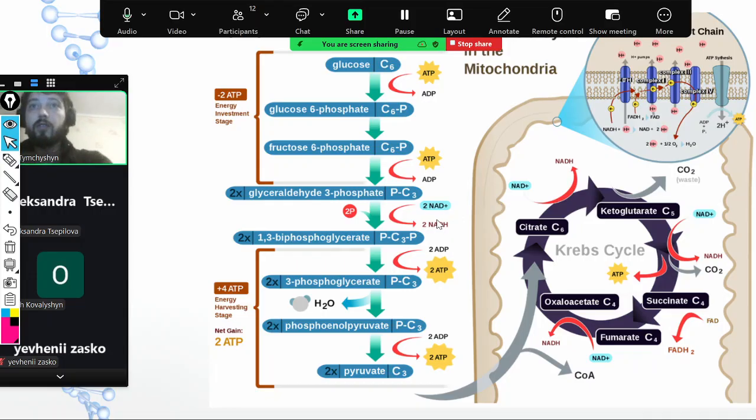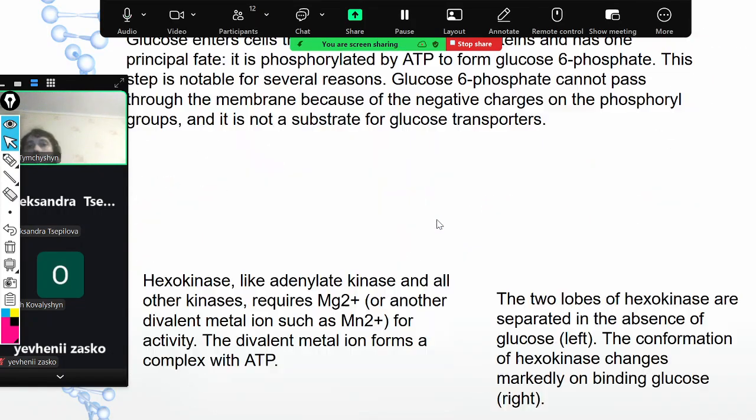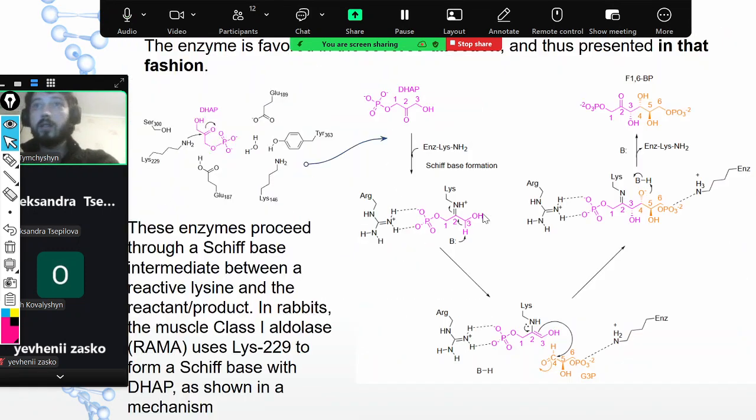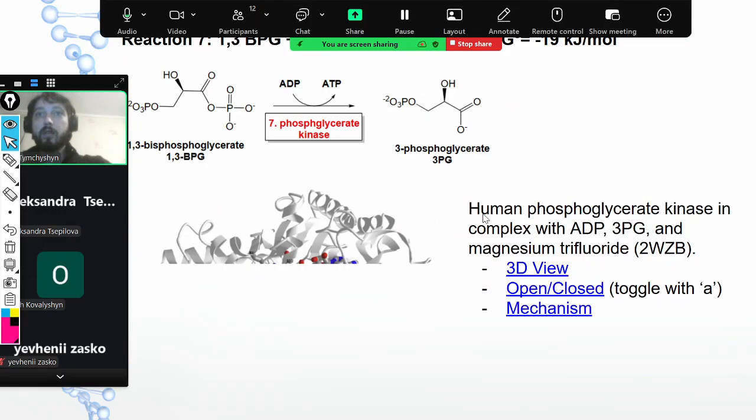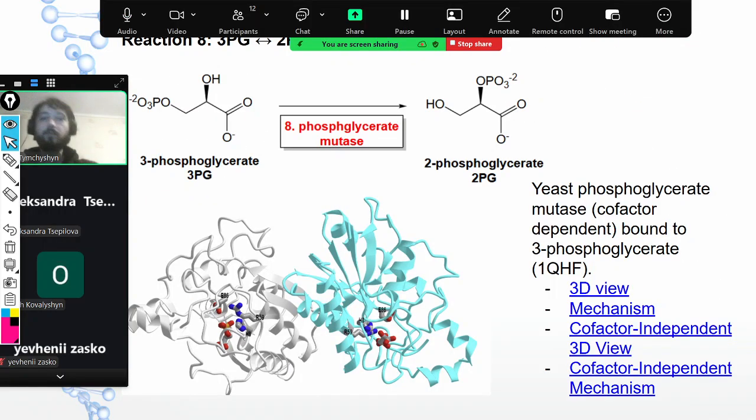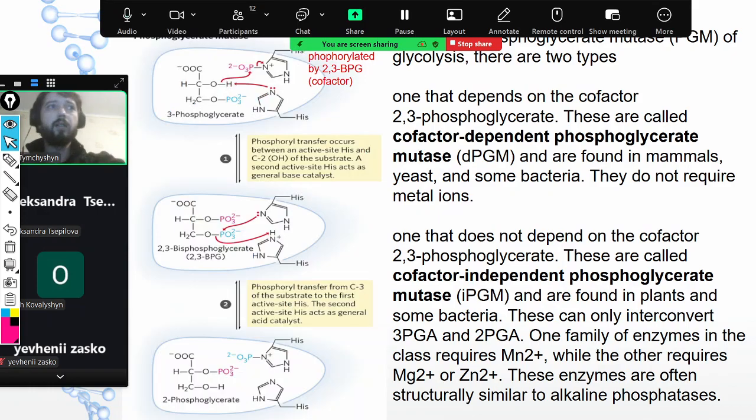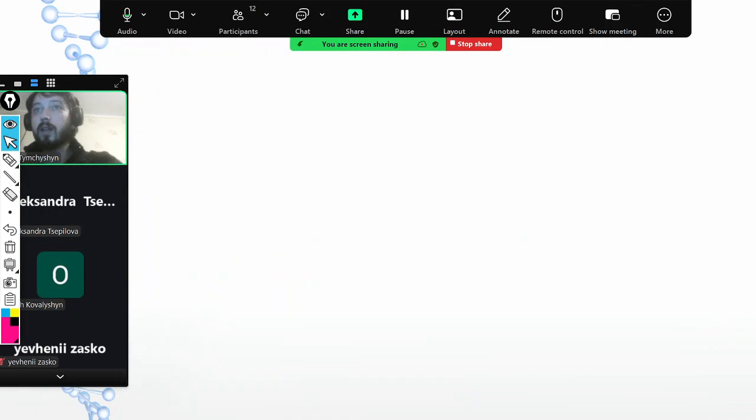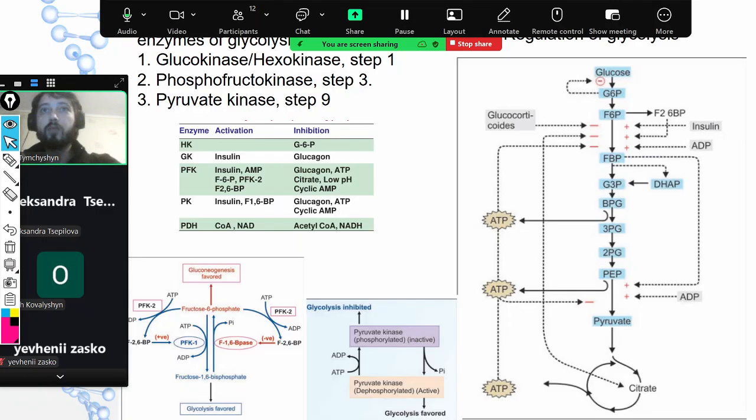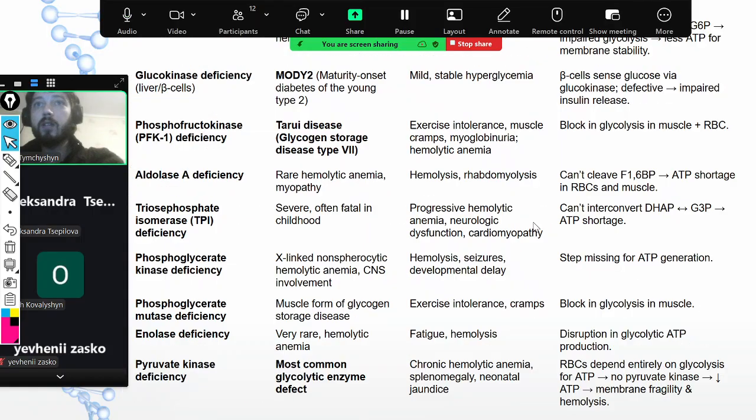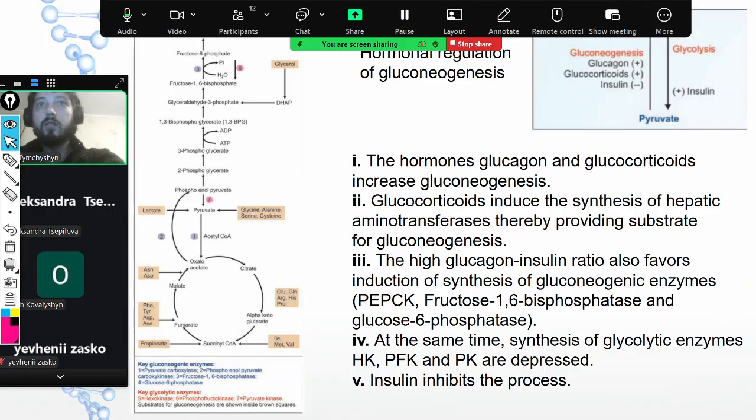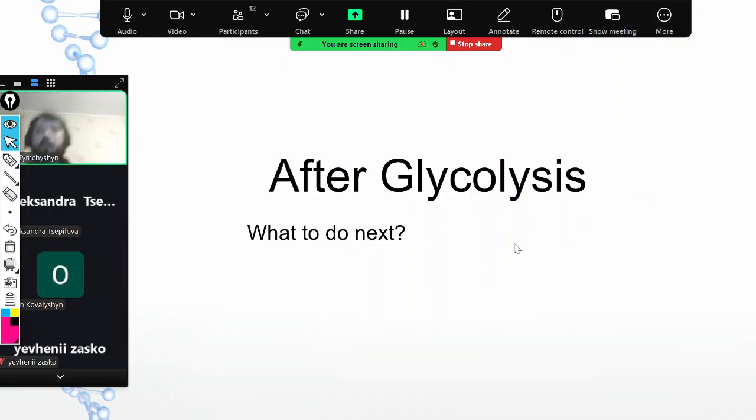Now I'll try to find the slide where we ended, and we will go further. Probably I'll cut some corners because it looks like I have too much material. Good. Here, that was regulation, gluconeogenesis. Yeah, so here we are.